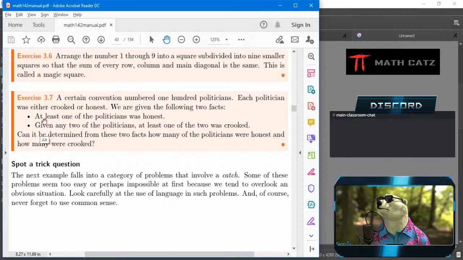Well, the first fact certainly is true. It's consistent. At least one politician was honest. That means one or more. But the second fact is a problem. Given any two politicians, at least one of them has to be crooked.